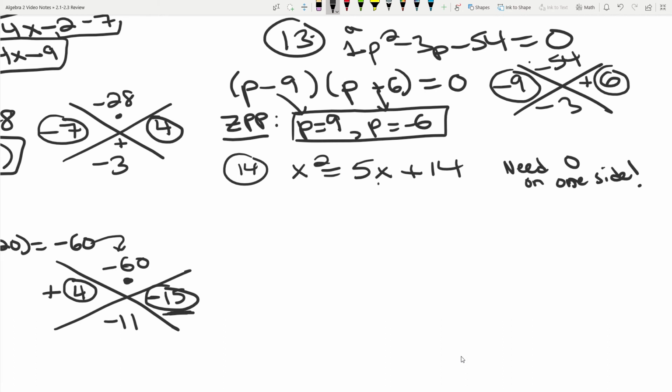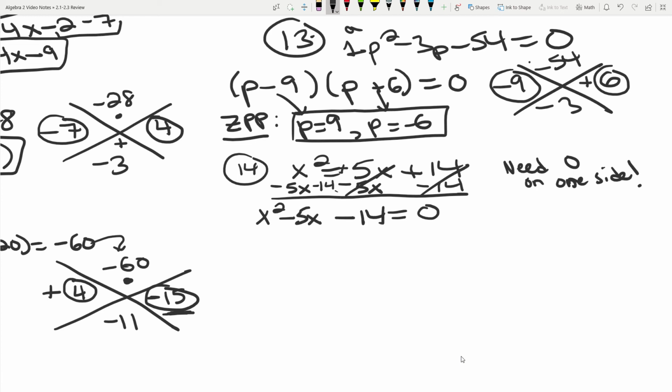So I'm going to move the 5x over and I'm going to move the 14 over. So in order to move those over, I need to get rid of them. So this is a positive 5x, so I'm going to do minus 5x on both sides. And then this is a positive 14, I'm going to subtract 14 on both sides, okay? So now these cancel, so now you officially have 0 on that side. Now for these guys, just write them in a row. X squared minus 5x minus 14. There you go. Notice it's a quadratic that's in standard form, and it's equal to 0, which is what we want. Okay, now we can go ahead and factor this.